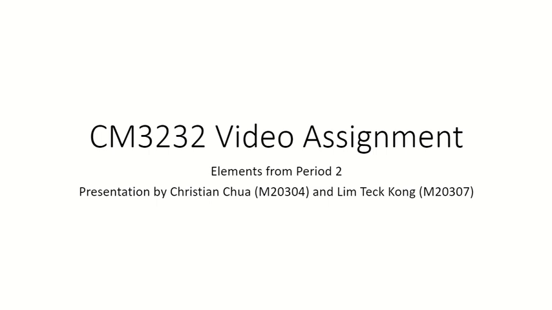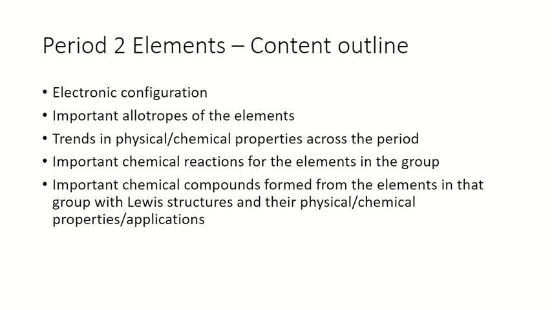So we'll be presenting about elements from period 2. So this is our content outline. Firstly, I'll be going through the electronic configuration. Then next, I'll be going through the important electrodes for the elements. Then I'll be going through the trends in the physical/chemical properties across the period.